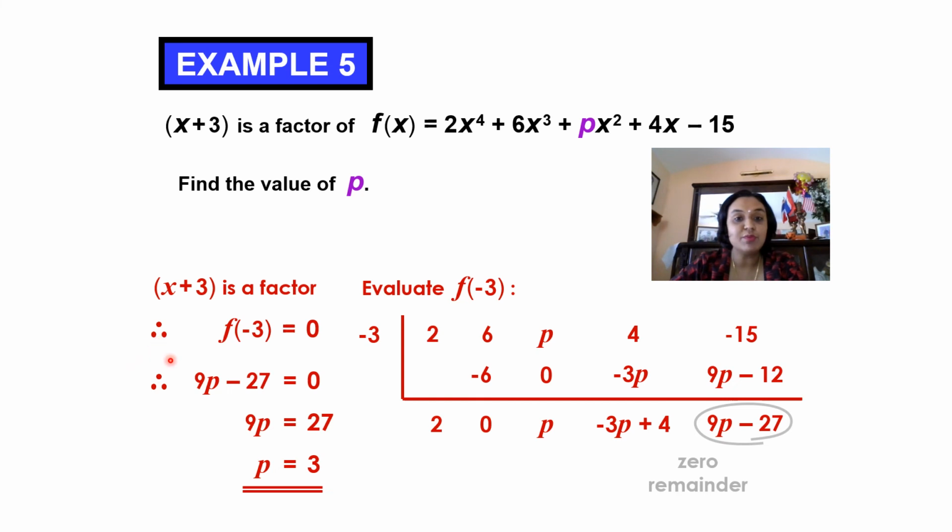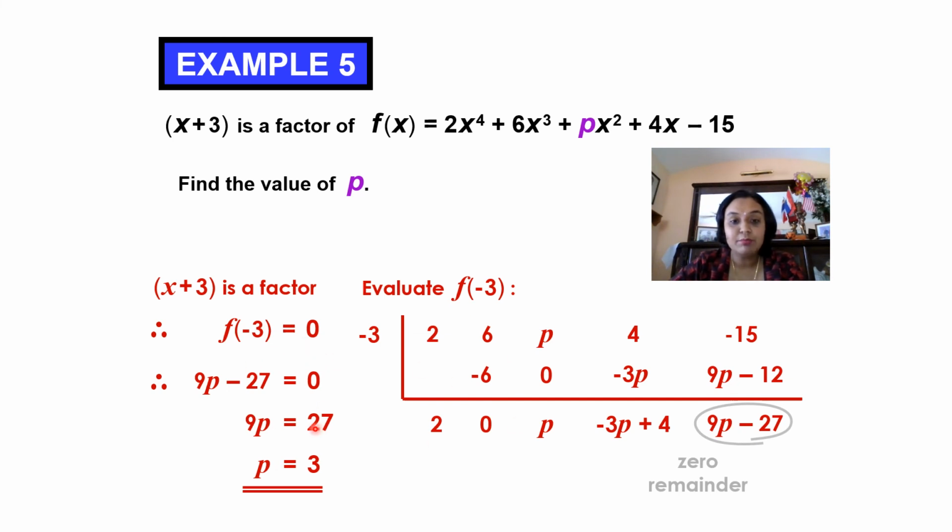So f of negative 3, we can directly substitute negative 3 into this, and the final result should be a 0. So therefore, you'll get 9p minus 27 by simplifying, and p is 3. Or there's another method where we can actually use the loom diagram. We can perform the synthetic division by using 2, 6, p, 4, and negative 15 as the coefficients and dividing it by negative 3. This is a normal loom diagram.